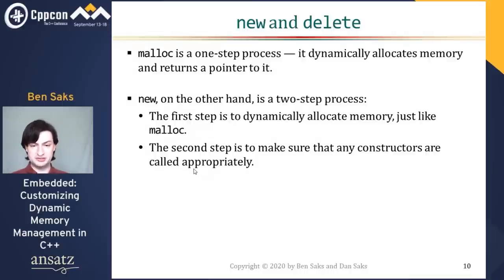New is a two-step process. First, it allocates memory just like malloc does. That's the first step. But it has a second step that malloc doesn't have, which is to call a constructor for the object that you're trying to create in that memory. Make sure that an object of type T is actually created there appropriately.